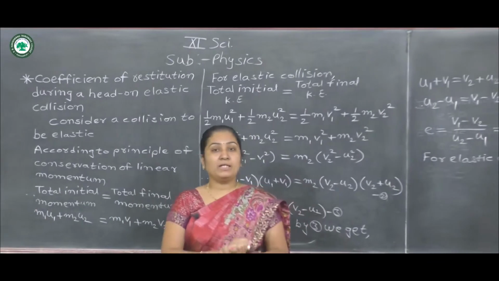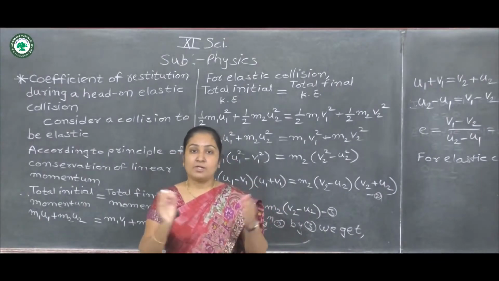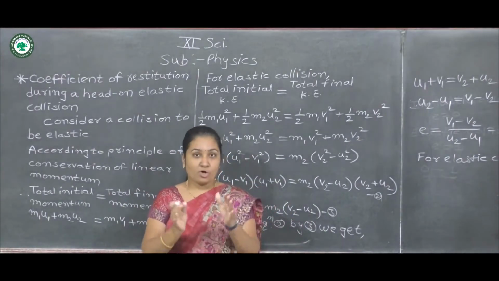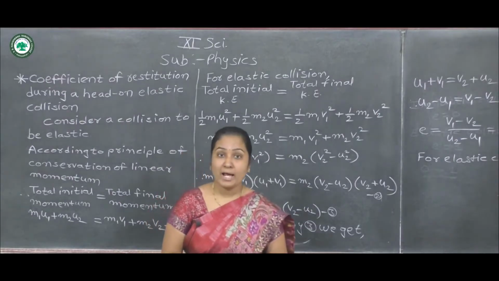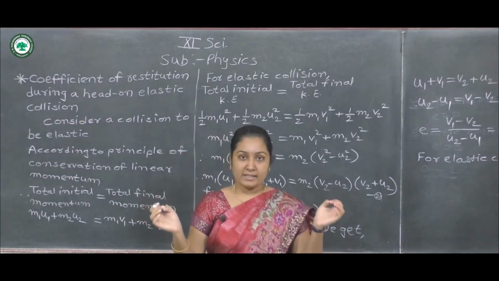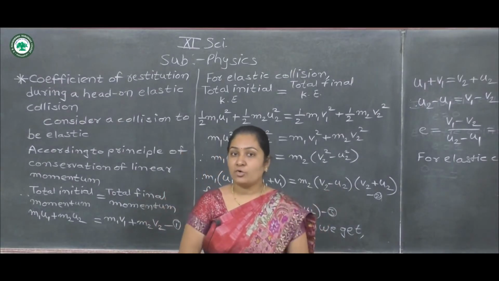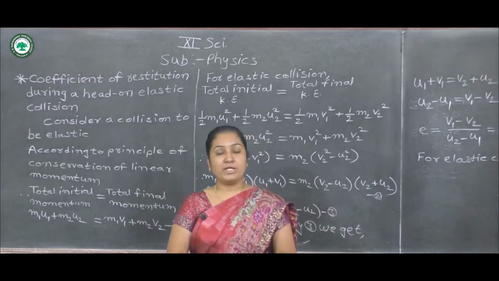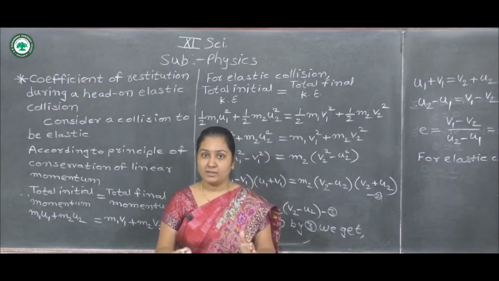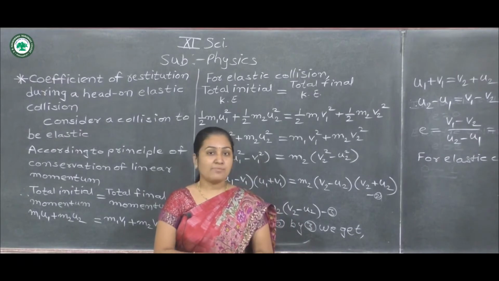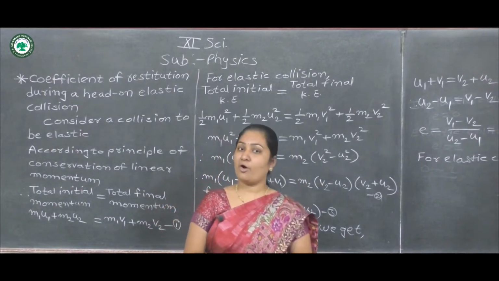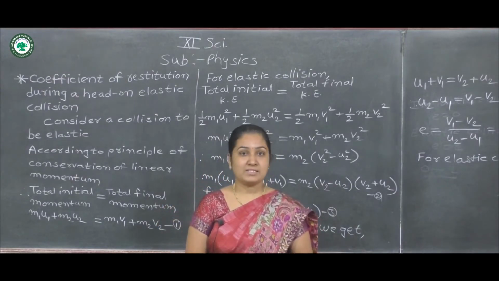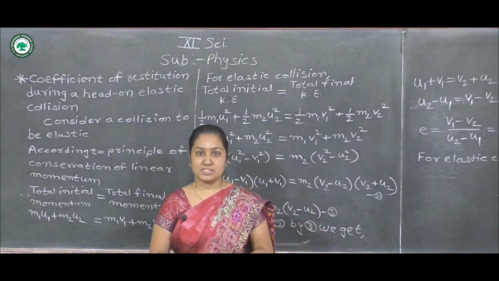So head-on elastic collision means the colliding objects, or two objects, collide in a straight line, and after collision they are moving again in a straight line. So this type of collision is called head-on collision, and this is about the coefficient of restitution.